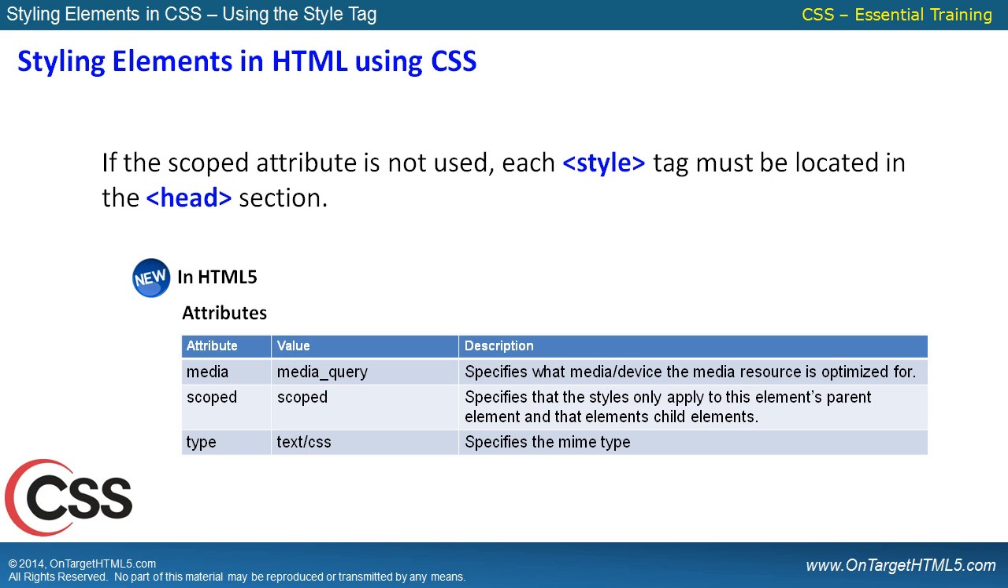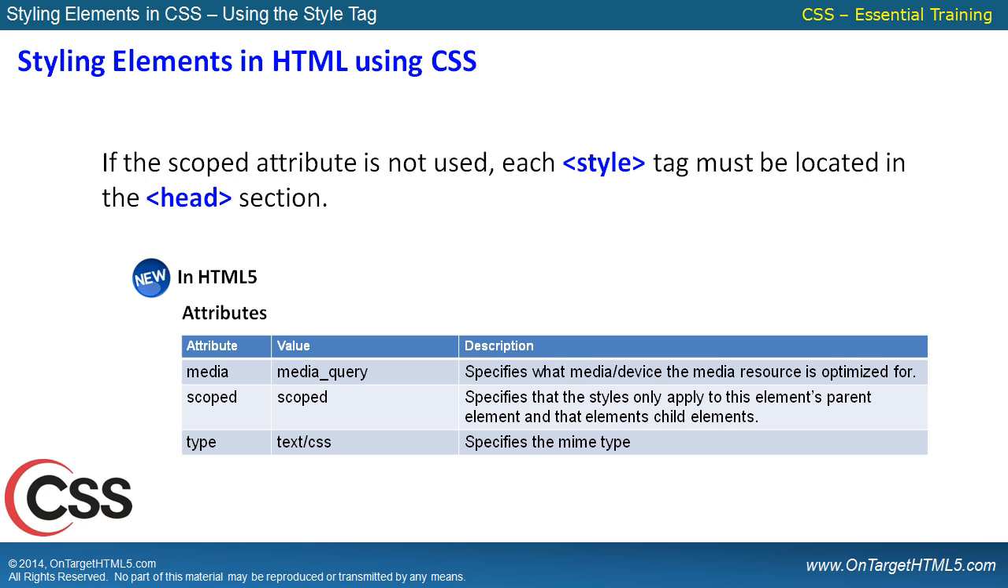New to HTML5 are the media attribute, the scoped attribute, and the type attribute. And as you can see, the media has a value of media query, and it specifies what media device the resource is optimized for, whether it be screen, printed material, or mobile display. So we can actually define inside the attribute what this thing is designed for, what it's actually specified for.